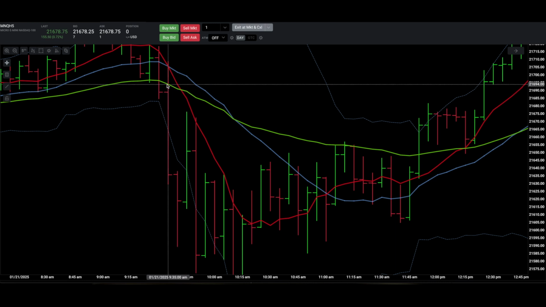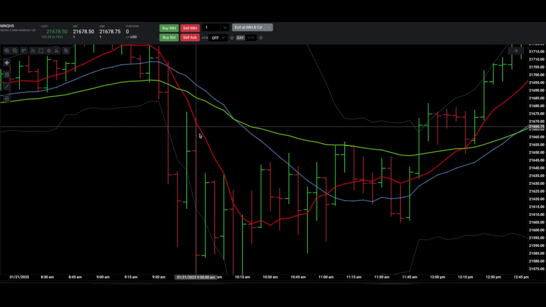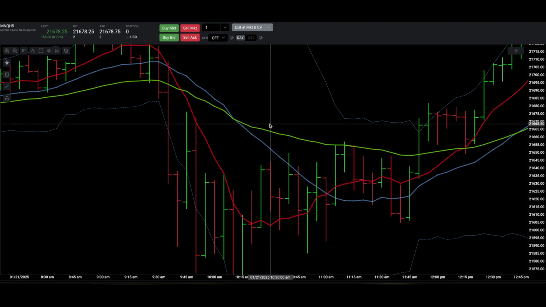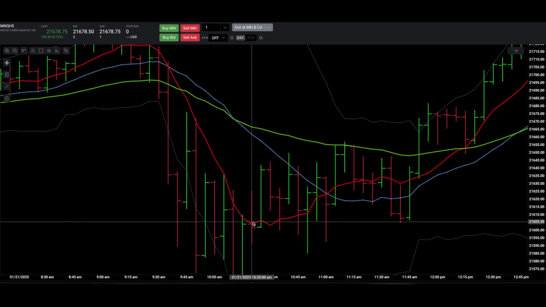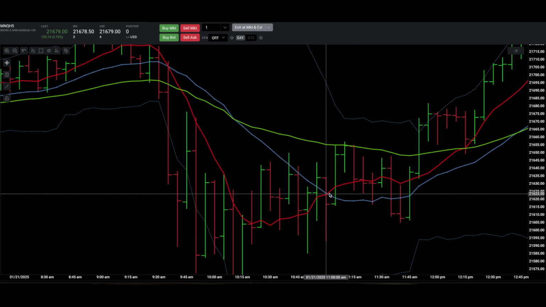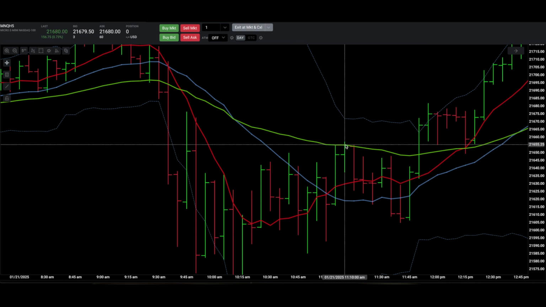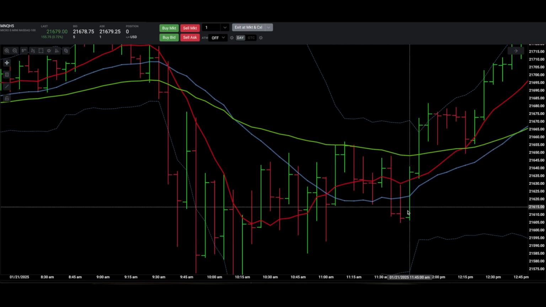Now our next example is right here. You have red, blue, green in reverse order. So we're looking to short in this setup. You look for the red line to cross through the blue line. Occurs here, and then you would short at the green line, and you take profit in this direction.